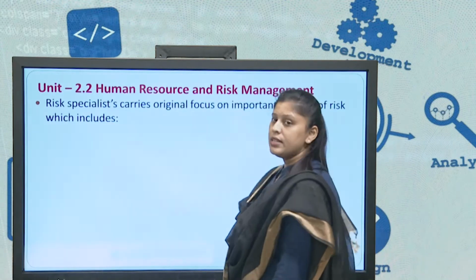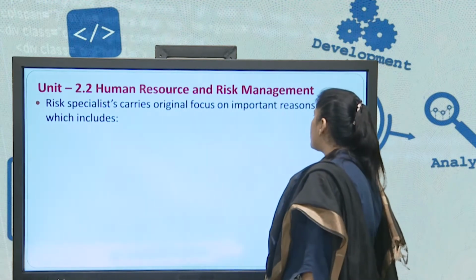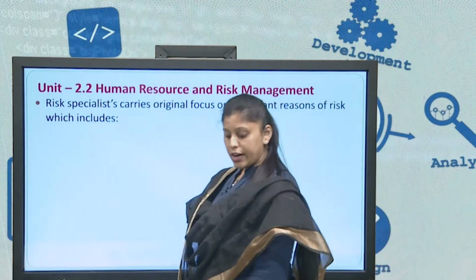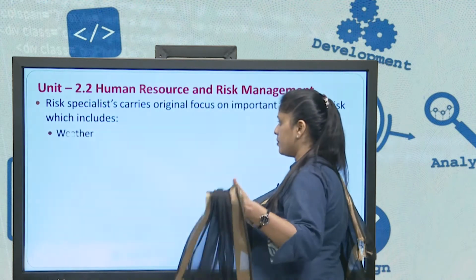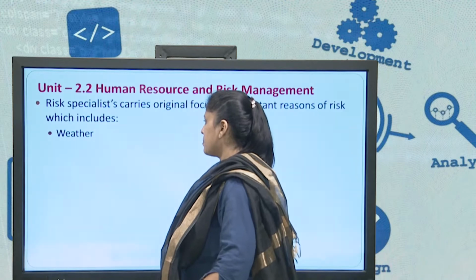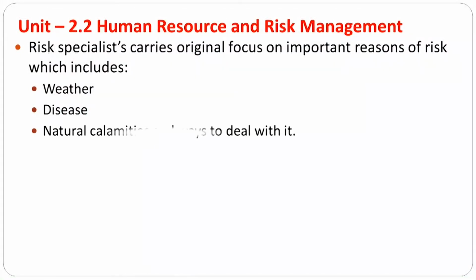It is found that the risk specialist carries a regional focus on important reasons of risk, and those reasons are weather, disease, natural calamities, and ways to deal with them. So there are going to be certain risks, and this risk always focuses more on certain parameters which include weather. The weather wherever my company is located should be very good, and the risk associated with that weather should always be manageable.